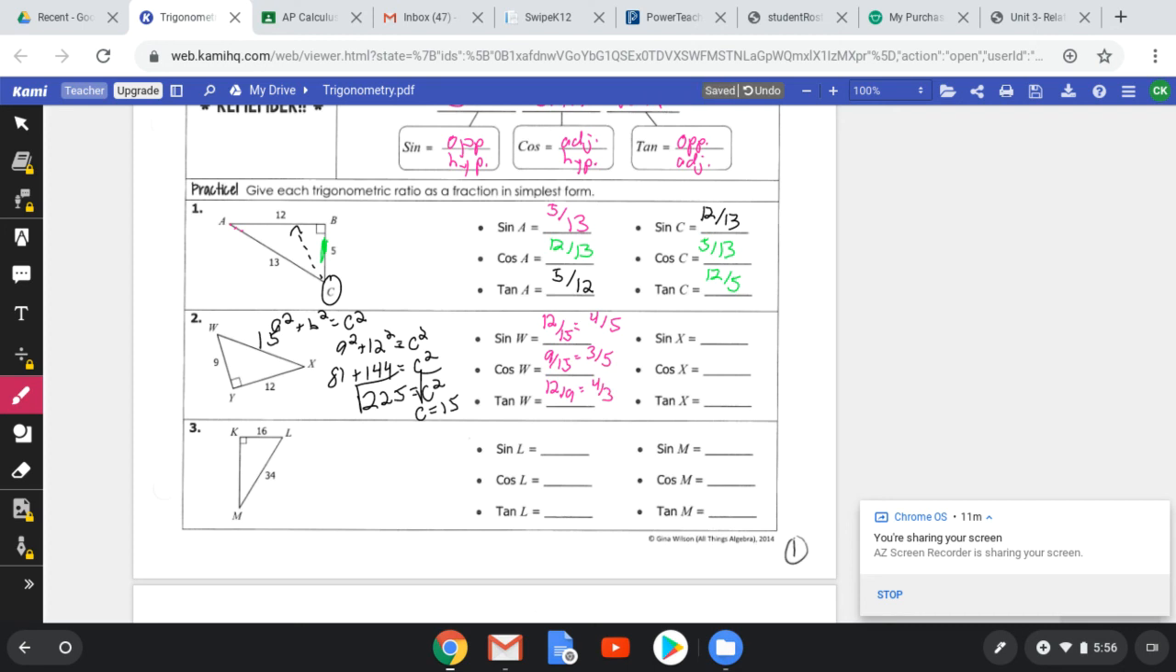Sine of X, so now I'm going to look at X here, using the same ratios. Sine of X is going to be opposite, so 9 over the hypotenuse, 15, which is 3/5. Cosine of X is going to be adjacent over hypotenuse, so 4/5. And then tangent of X is going to be 9 over 12, which is 3/4. And that, ladies and gentlemen, is how you do trig ratios.